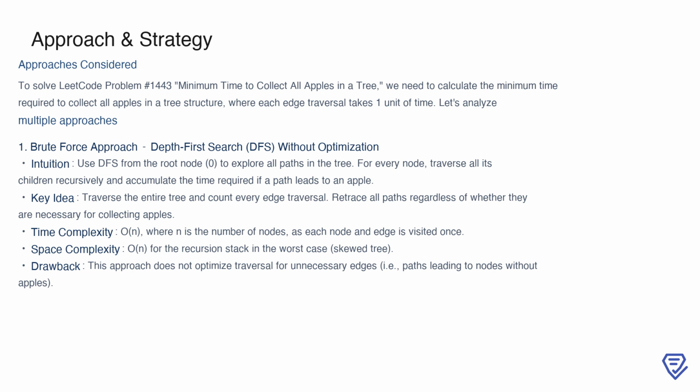For example, if a subtree doesn't contain an apple, we still traverse it and count those edges, which leads to redundant computations. The space complexity is also O(n), as the recursion stack grows linearly in the worst case, such as in a skew tree. This lack of optimization makes the brute force approach less appealing for minimizing traversal time.